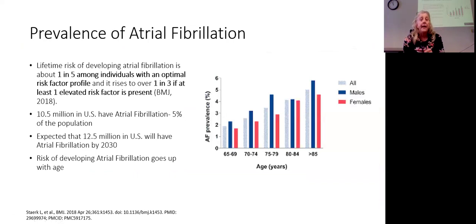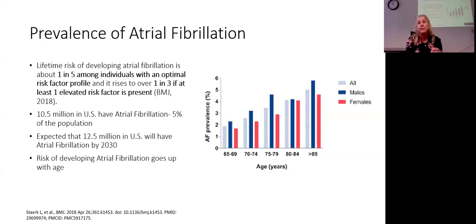So that's what atrial fib is. And how prevalent is atrial fibrillation? Your lifetime risk of developing atrial fibrillation is about 1 in 5 among individuals who don't have other risk factors that make them more prone to getting it. So 1 in 5 for people who don't have a family history of atrial fibrillation. They don't have obesity, they're not smokers, they don't have diabetes, they don't have high blood pressure, all those things. If you have none of those things, then your chance is 1 in 5. But if you have any of those risk factors, then your chance is 1 in 3, which is pretty high, of developing atrial fibrillation. 10.5 million in the US have atrial fibrillation, which is 5% of the population.